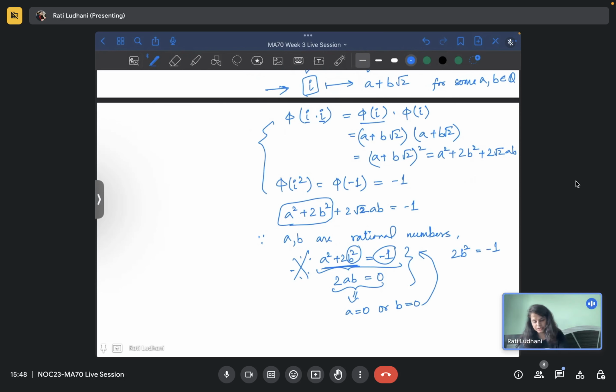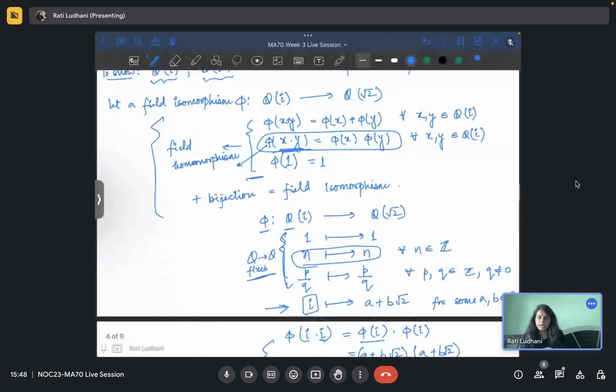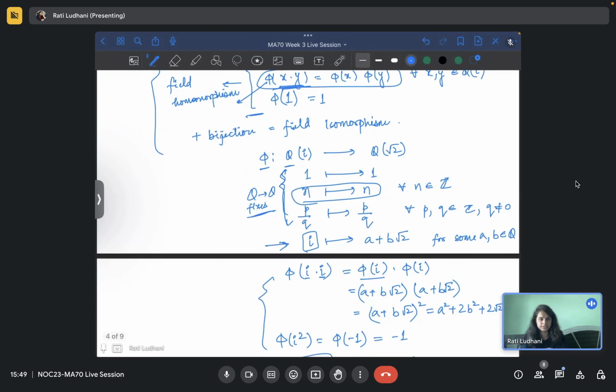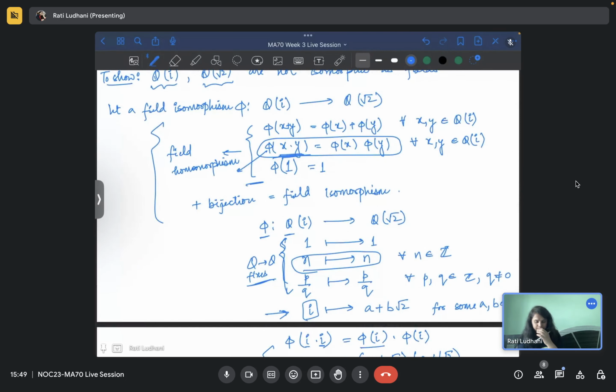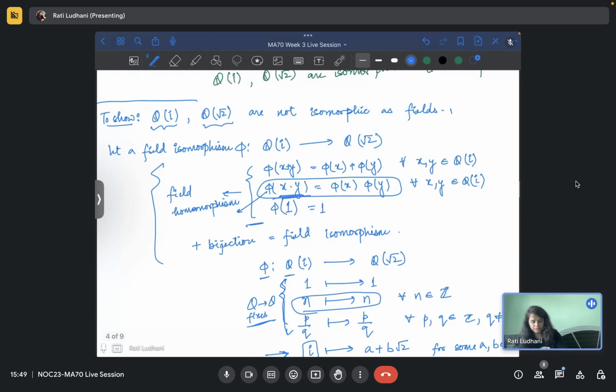Okay, great. So here what we did, we considered there is a field homomorphism, and we proved that i has to map to somewhere. We defined i maps to a plus b root 2 because that is a typical element, so it is mapping to Q root 2. We proved that such a and b cannot exist, and hence phi cannot exist. So we get a contradiction. There is no field isomorphism here. So we are done with this part.